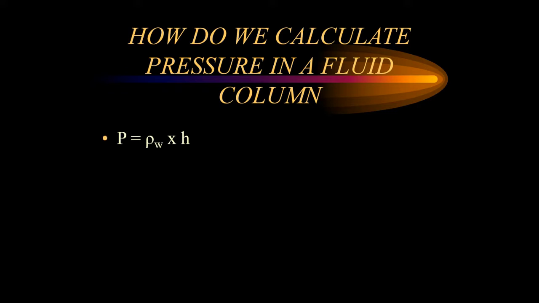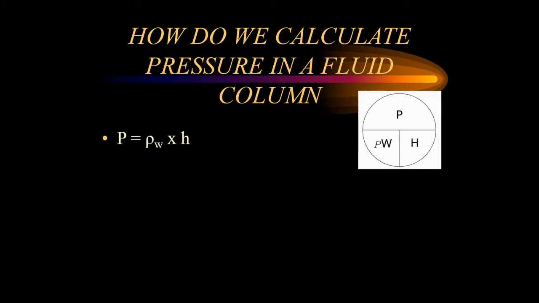Of course, there's a formula. The formula looks like this. It's P equals rho W times H. Well, I hate trying to remember that it's rho W, because that funky looking P is the Greek letter rho. So I like to call it funky PW. It's just much easier to remember than rho W. So P equals funky PW times H.